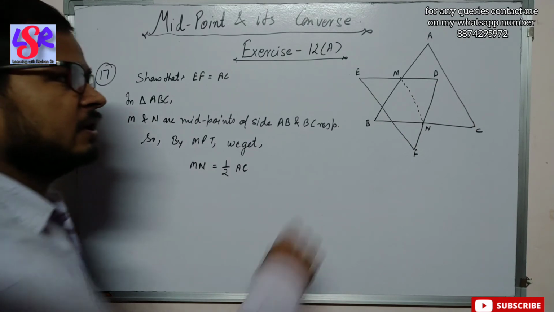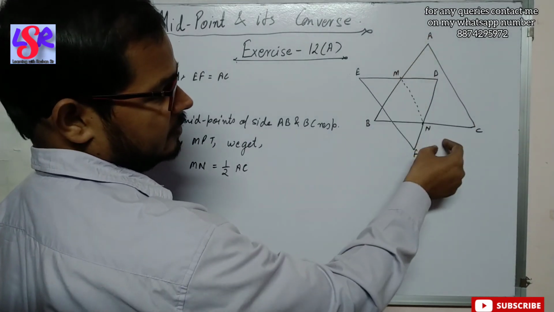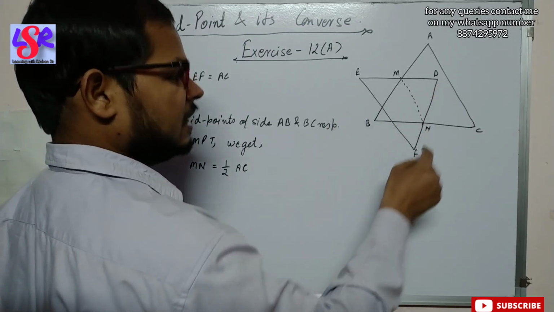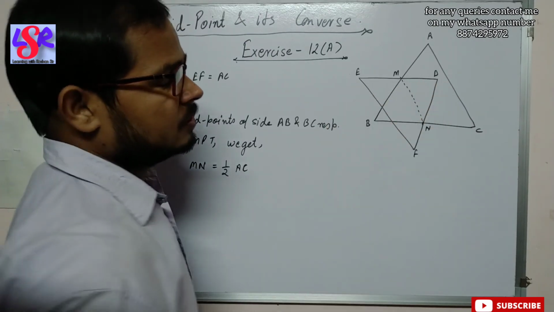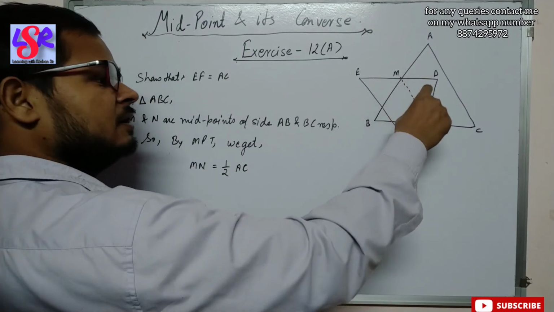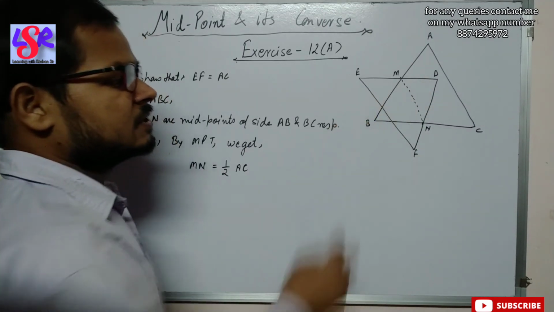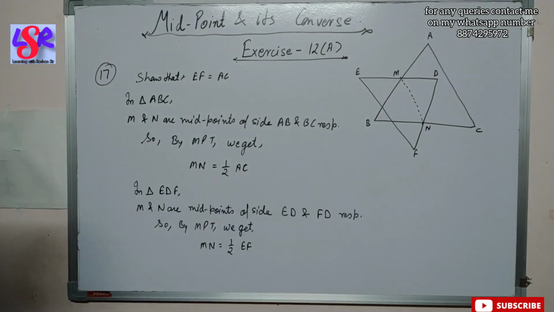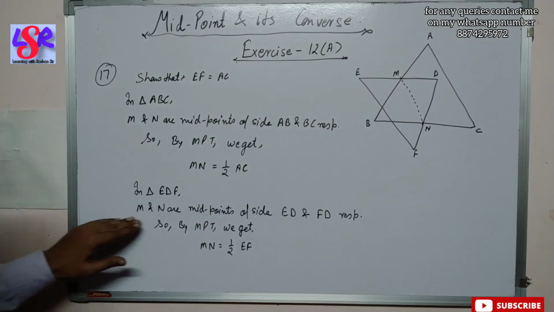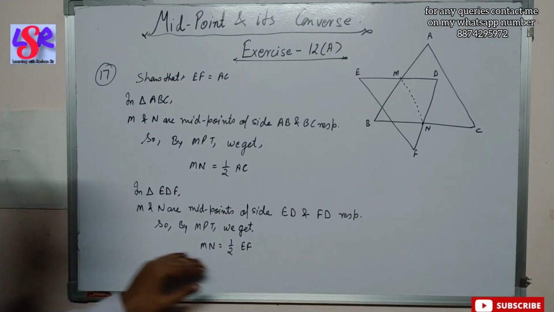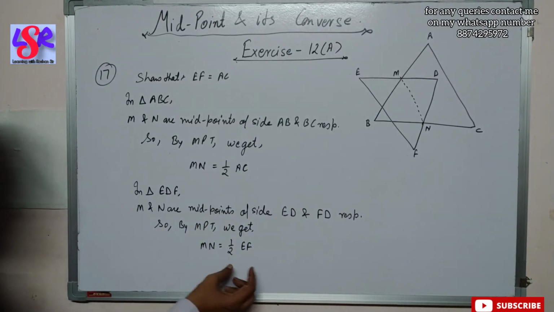Now as we did in triangle ABC, similarly in triangle EDF, M and N are the midpoints of the sides ED and DF respectively. Therefore this MN will be half of this side EF. So in triangle EDF, we have M and N as the midpoints of the sides ED and FD respectively. Therefore, by the midpoint theorem, we get MN equals half of EF.